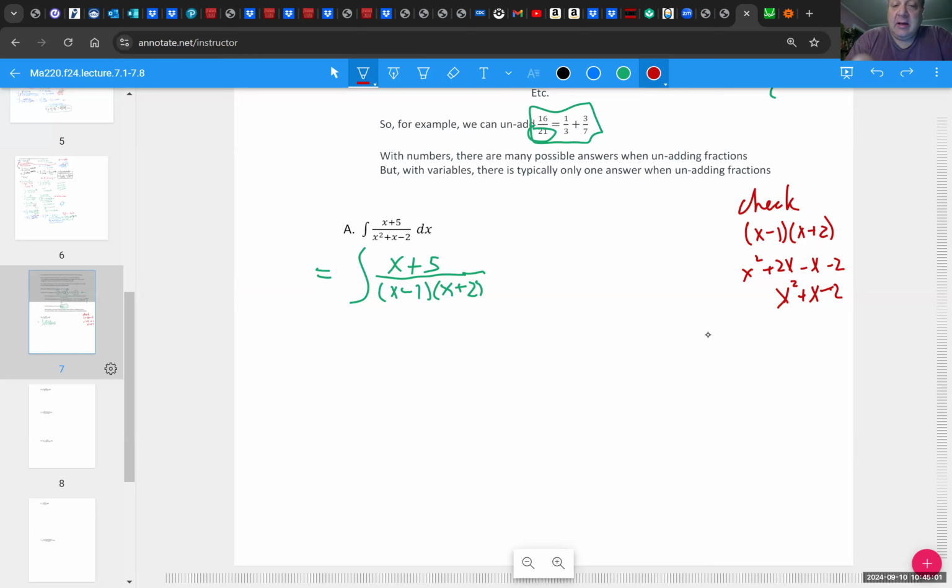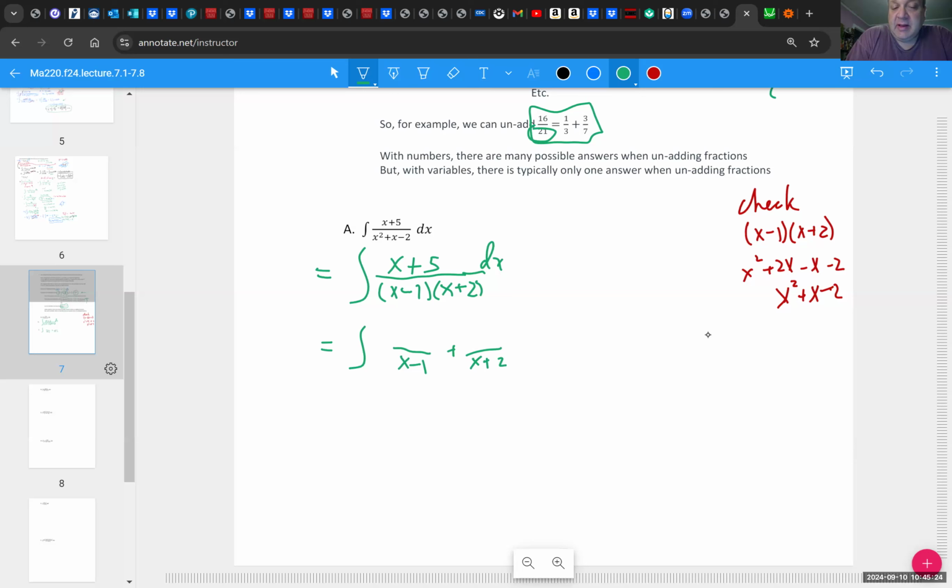Nonetheless, I forgot my dx. Nonetheless, I have factored the denominator, which is going to be your first step in partial fractions simplification. So now we're going to write this into two separate fractions. We got our x - 1, and we got our x plus 2. Those are the two denominators.